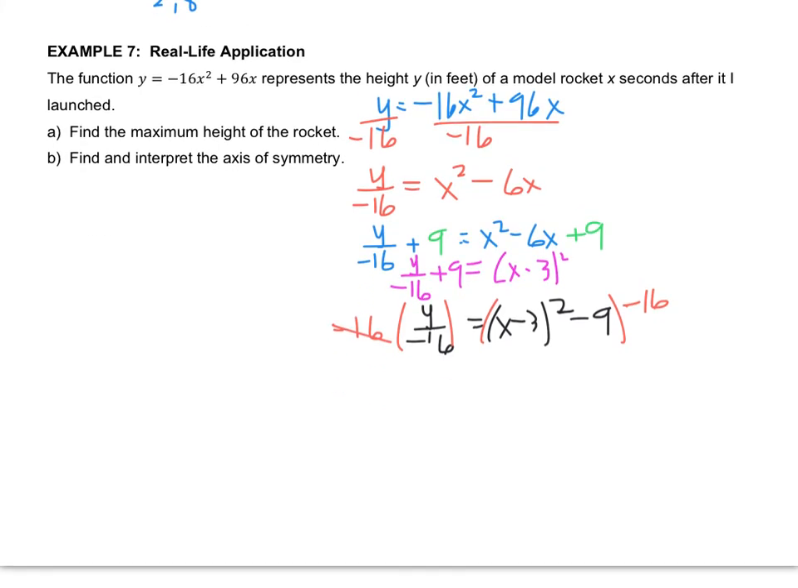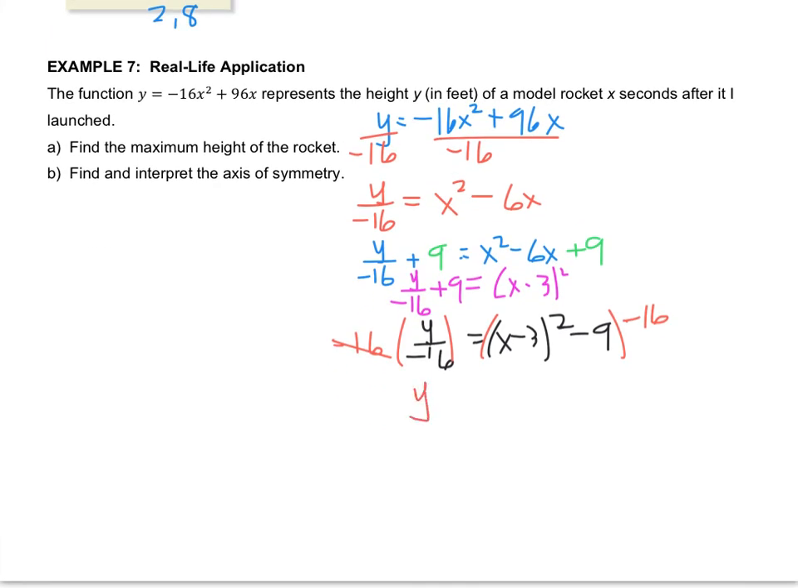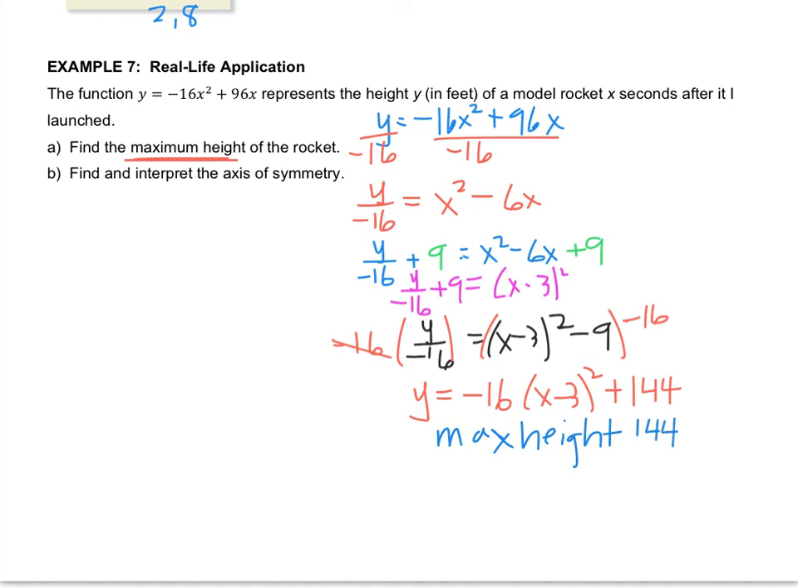So you get y equals -16 times x minus 3 squared. You just make it a coefficient, and then you have to do 9 times 16, which is 144. So the maximum height represents the vertex. The vertex is at 3, 144, which means the maximum height is 144 feet. So that's the answer to the first part.